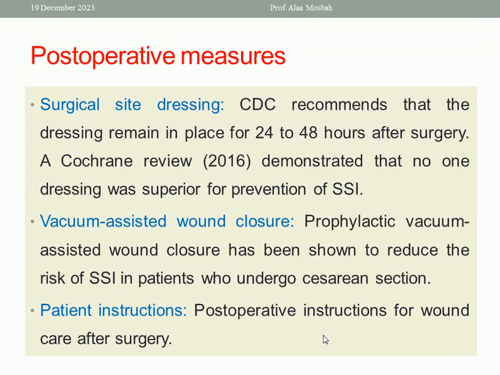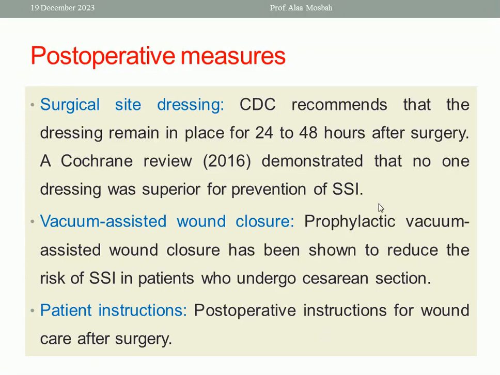Okay. What else in post-operative measures? Vacuum assisted wound closure. What about vacuum assisted wound closure? Prophylactic vacuum assisted wound closure has been shown to reduce the risk of surgical site infection in patients who undergo cesarean section. It was found in some studies that using vacuum assisted wound closure was associated with decreased risk of surgical site infection during cesarean section.